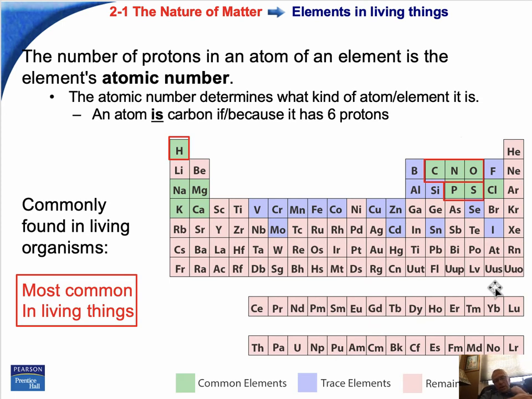Just a few elements make up the majority of the bodies of living things, whether that be plant, animal, fungus, or prokaryote. Those elements that make up most of our bodies are carbon, hydrogen, and oxygen first and foremost, nitrogen, phosphorus, and sulfur. And then there are a few other elements, as you can see on this simplified periodic table, shaded in the violet color, that are also important components of living things, but they exist only in tiny amounts inside those living things.